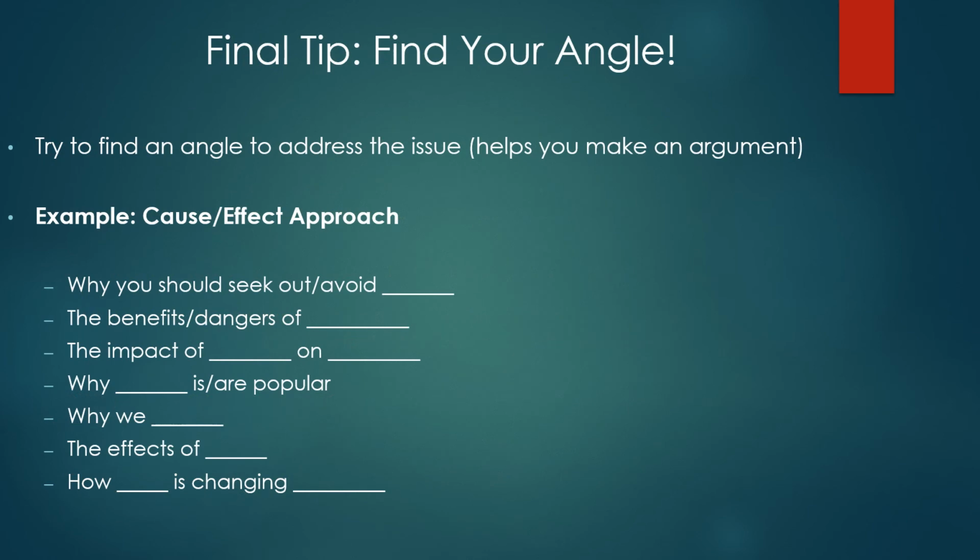Okay, this leads me to my final tip, which is finding your angle. And by that I mean finding the argument that you can pursue in the paper. And there are a lot of ways you can go about doing this, but if you take the cause-effect approach, let's say we are going to use our industrial food topic that was our example, and our angle will be the benefits of the industrial food system. How does that lead to a thesis statement? Well, if your angle is the benefits of the industrial food system, maybe your thesis statement is, although there are some costs, the benefits of the industrial food system outweigh the costs.